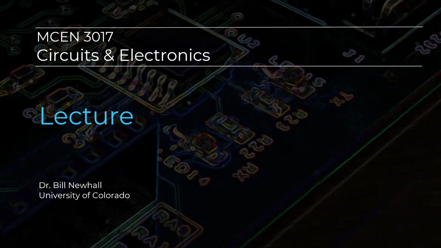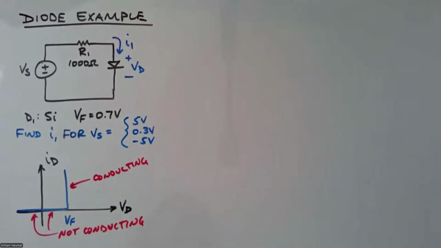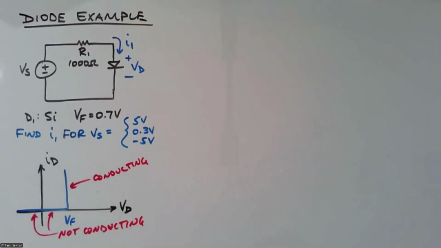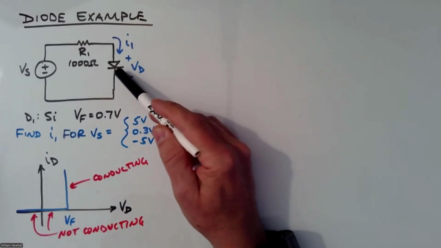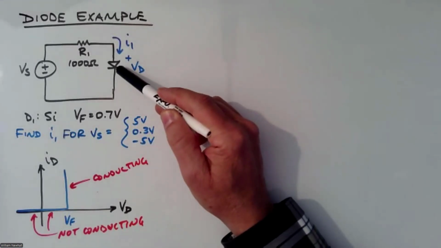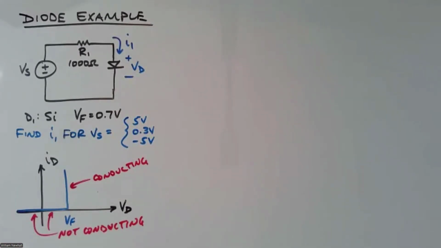So let's continue on with diodes by moving back to the whiteboard. So I started this example circuit with a diode. Remember that we talked about a diode, primarily what we're going to use it for, acts like a one-way valve or a check valve for electrical current. So it allows current to flow in one direction generally.